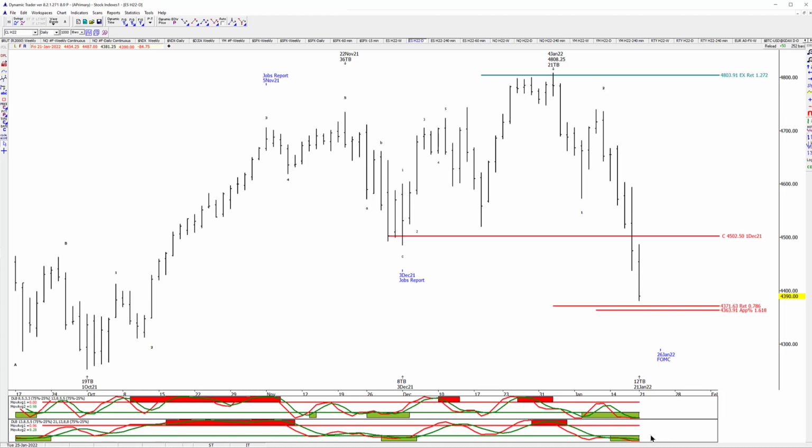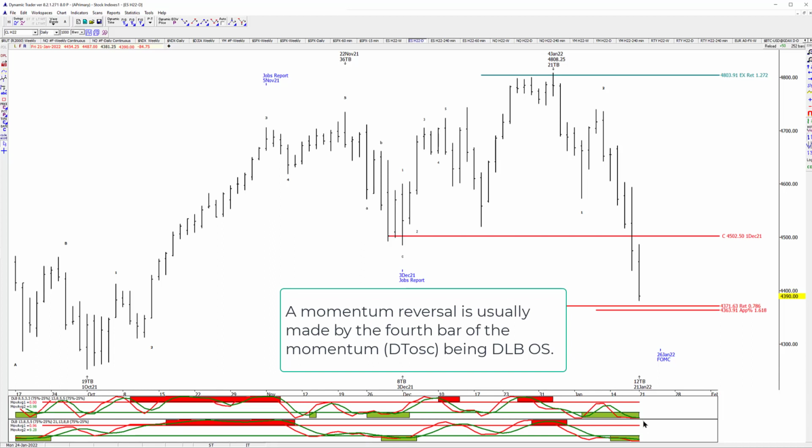The daily momentums are dual, they're really triple look back, deep oversold. No surprise there given this plunge of the last week. And usually by the fourth bar of being dual look back oversold, they make a reversal. In this case, it'd just be a daily low followed by a 3 to 5 day wave 4 correction.